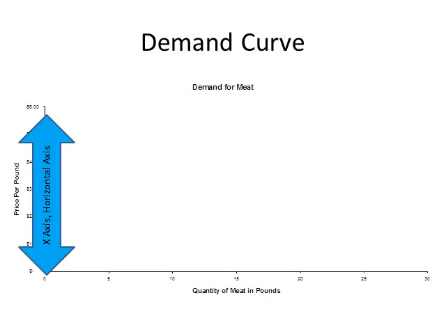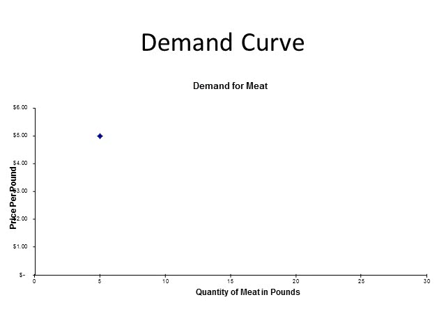The y-axis, the vertical axis or the up and down axis, always represents the price of a good. It is important to remember that as you move from the bottom upward, the price increases. The next step is to graph the combinations of prices and quantities from the table. If the price of meat is $5 per pound, then the individual is able to demand 5 pounds of meat.